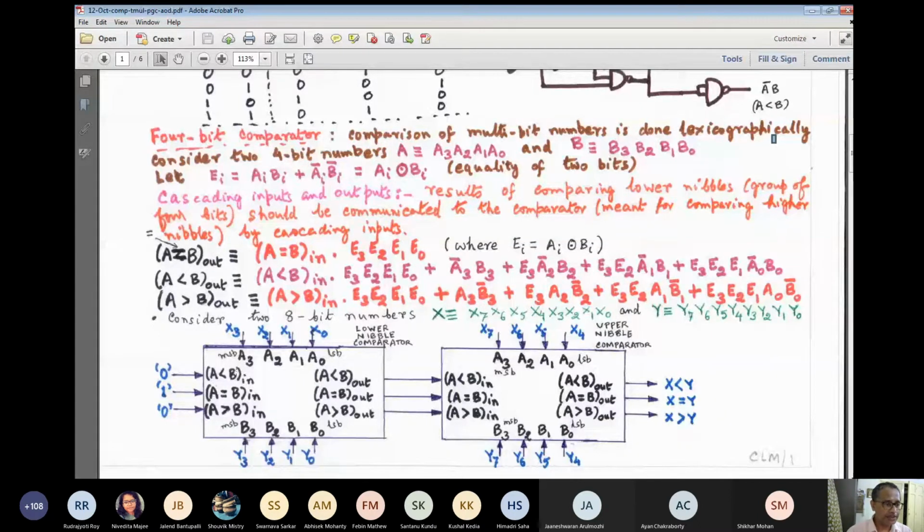Now, what is the role of this? The A less than B input, we can say, regardless of its presence, we are not concerned with this output.